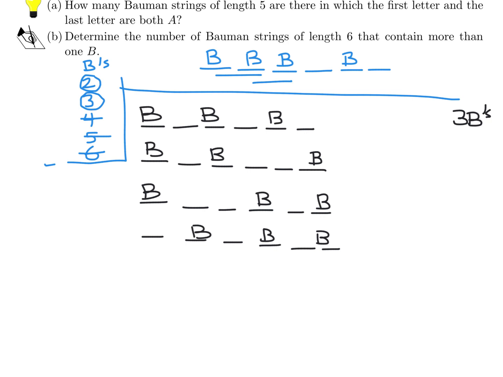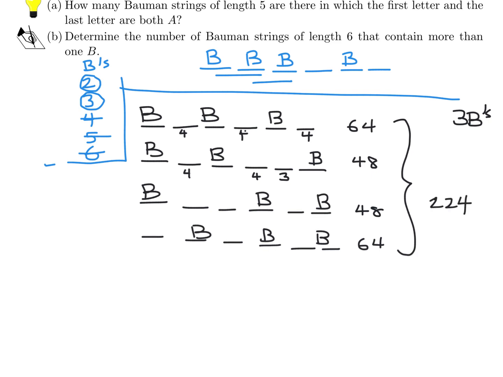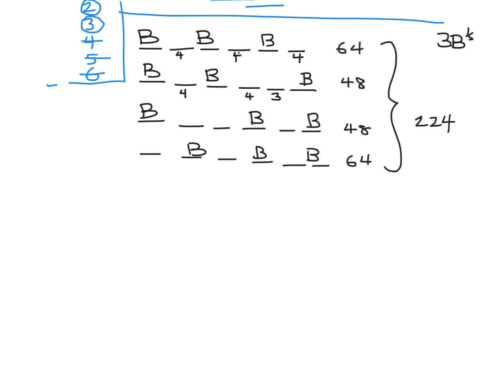Yeah. Okay, so I'm not going to go through every single one. I mean, you can get the hang of this. I'm just going to write out the possibilities. 4 choices here, 4 choices here, 4 choices here. So the total will be 4 times 4 times 4, which is 64. For this one, it's 4 choices here, 4 choices here, but only 3 choices there. So that's 4 times 4 times 3, which is 48. And similarly, this is 48 and this is 64. So when you add these up, you get 224. Okay, so that takes care of the 3 Bs.